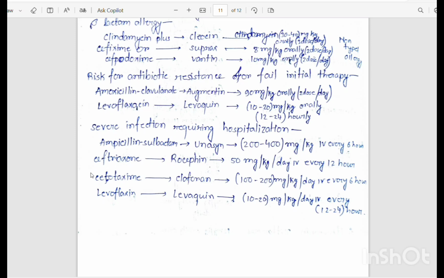Then cephalosporin with clavulanate, 100 to 200 mg per kg per day intravenously through injection every 6 hours. And the last one is levofloxacin, the brand name is Levoquin, 10 to 20 mg per kg in a day, intravenous every 12 hours to 24 hourly.